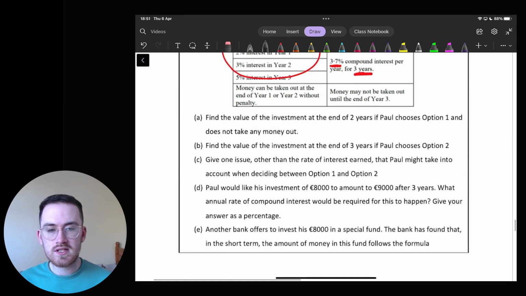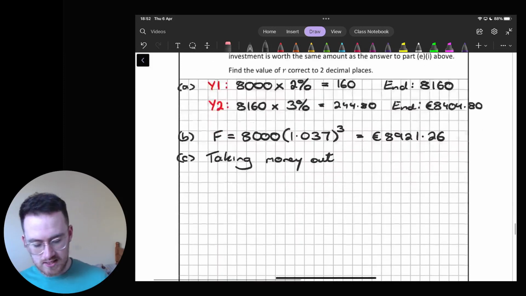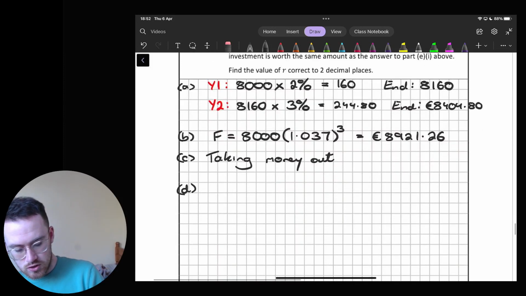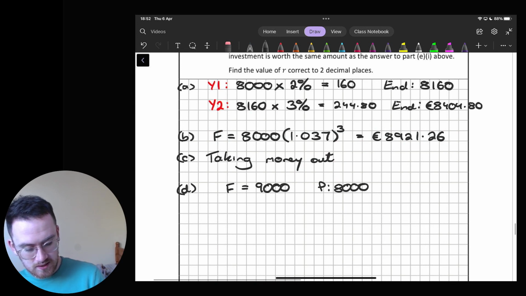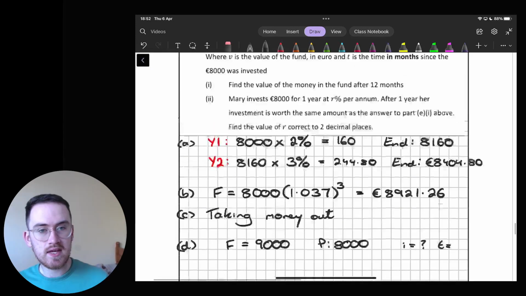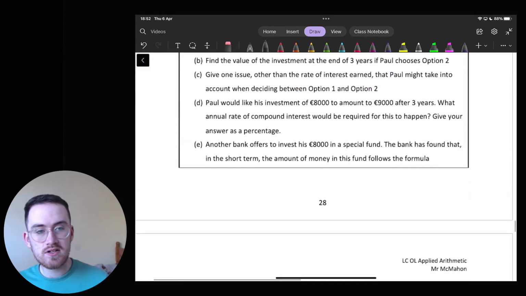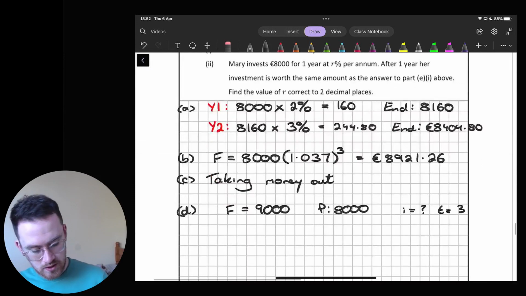Okay, so he wants the 8,000 to be 9,000 after 3 years. What would the rate have to be? So he wants the future value to be 9,000. He wants the principal, the present value, to be 8,000. We're looking for the rate of interest and the amount of time. He wants this to happen after how many years? 3 years. So again, we use our formula, we fill in the bits that we know.